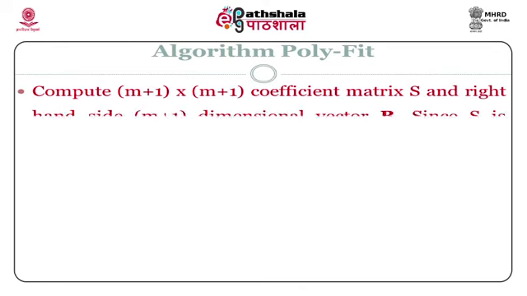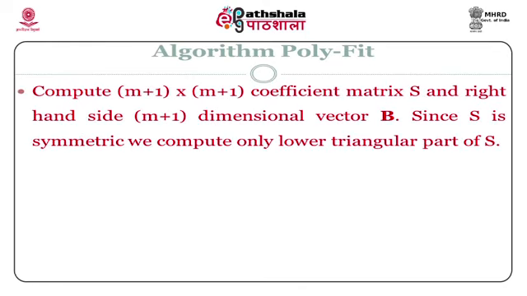Now compute the m plus 1 cross m plus 1 coefficient matrix S and the right hand side m plus 1 dimensional vector B. These are the two things that we want to calculate. Since S is symmetric, we compute only the lower triangular part of S including the diagonal, and the upper triangular part will simply be the mirror image of the lower triangular part. So for i equal to 0 to m, we set bi equal to 0. First we are calculating the right hand side vector.